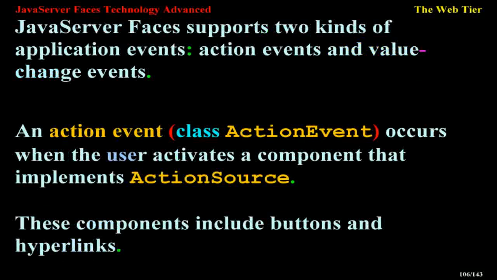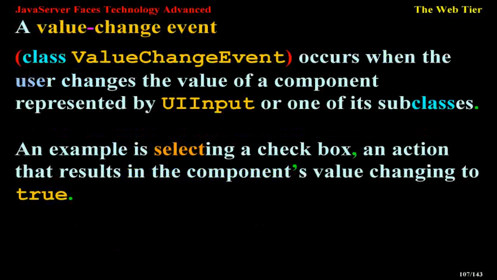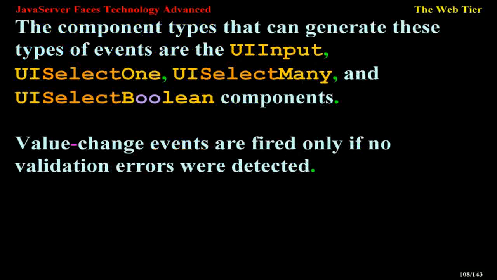An action event (class ActionEvent) occurs when the user activates a component that implements ActionSource. These components include buttons and hyperlinks. A value change event (class ValueChangeEvent) occurs when the user changes the value of a component represented by UIInput or one of its subclasses. An example is selecting a checkbox, an action that results in the component's value changing to true. The component types that can generate these types of events are the UIInput, UISelectOne, UISelectMany, and UISelectBoolean components.